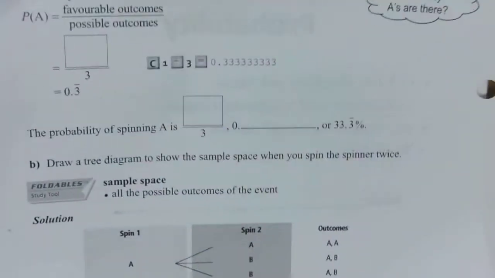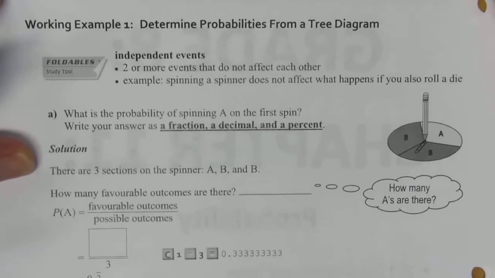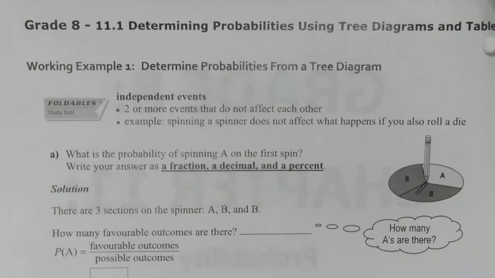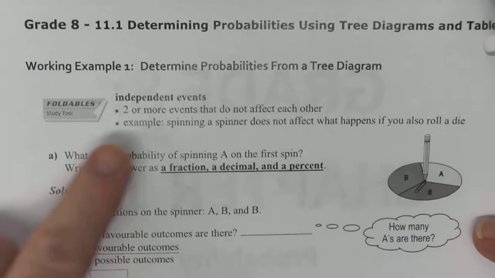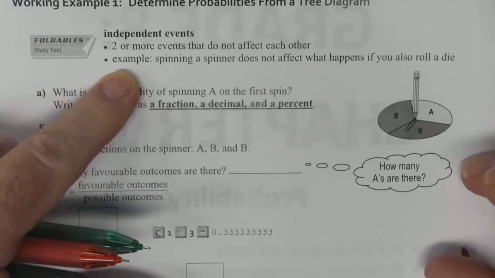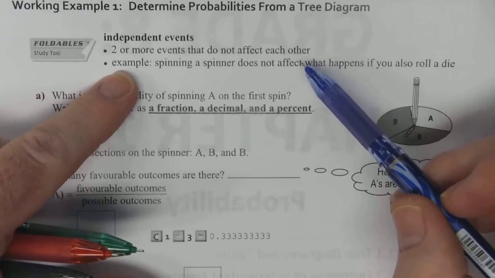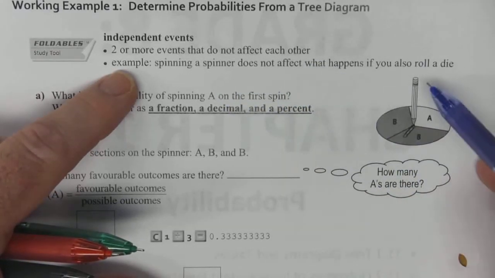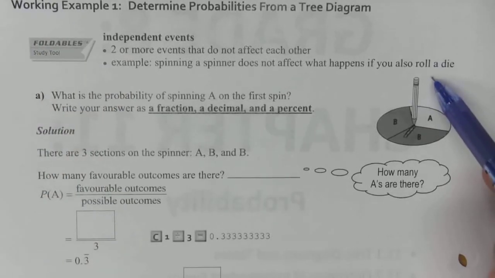So today, 11.1, determining probabilities using tree diagrams and tables. That's what's up first. There it is. So working example number 1, determine probabilities from a tree diagram. So let's start with the definition. Independent events. That's two or more events that do not affect each other. So for example, spinning a spinner has no effect on what happens if you also roll a die. So those are independent of each other.